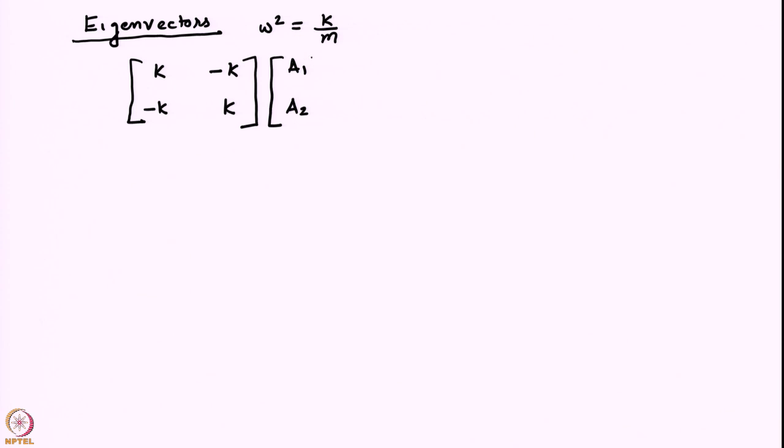Now let us find the eigenvector for omega square is equal to k by m. If you go back to your eigenvalue problem and substitute this value of omega square, it leads you to the matrix equation [k, -k; -k, k] times [a1, a2] is equal to [0, 0]. As expected, this will not produce 2 linearly independent equations but only one. You can see that it will give you only one equation, which is a1 minus a2 is equal to 0.